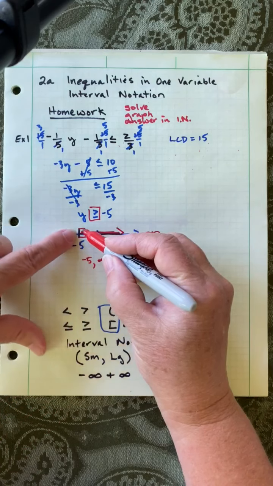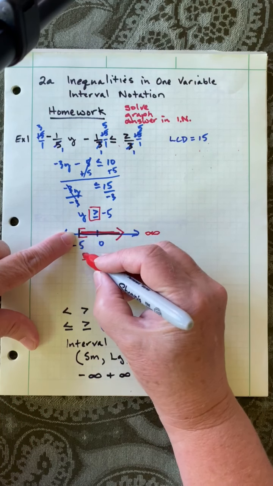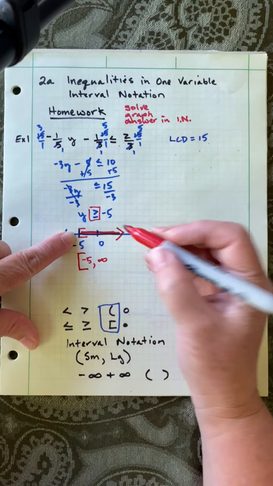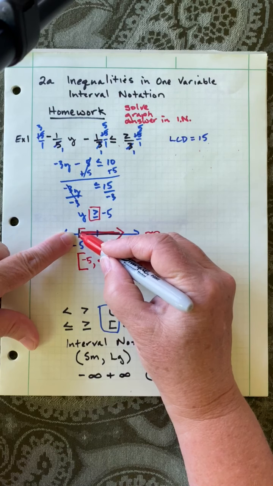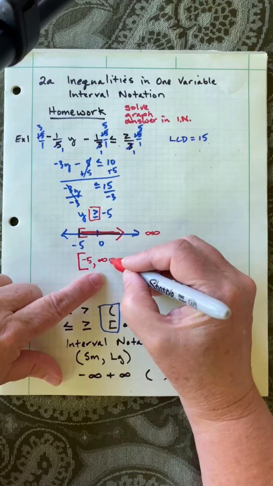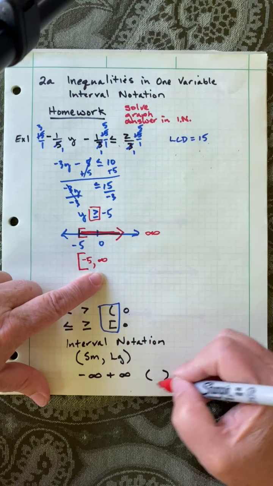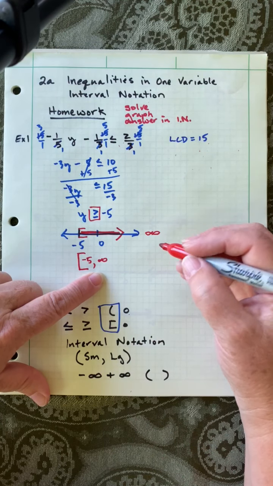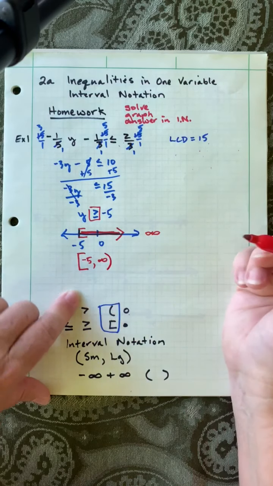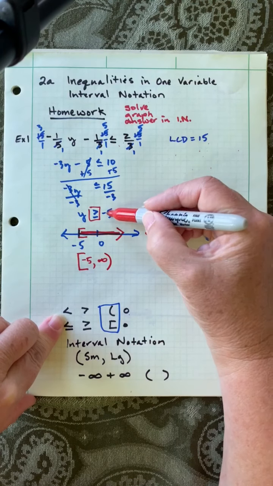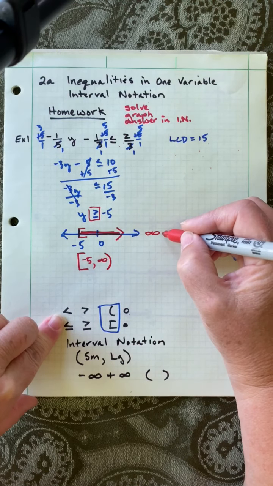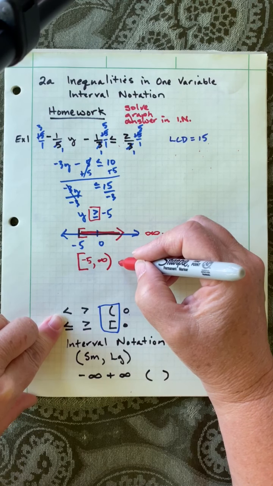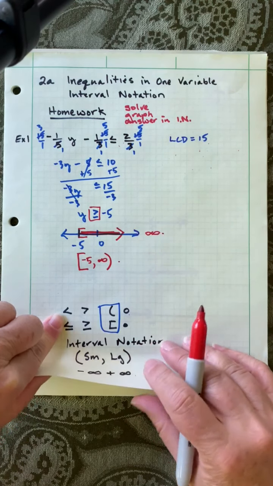Because I am using that particular notation here, that's the one I am going to be using. So if you have that, you have it here, you have it here. And the parentheses always go with your infinities. So that would be your answer. Okay, so you solved it, you graphed it, and you wrote your answer in interval notation.